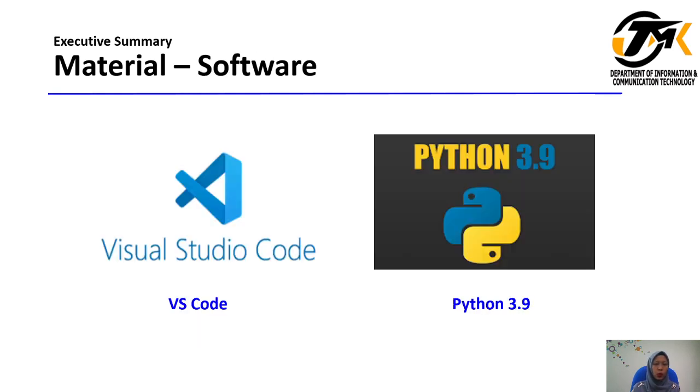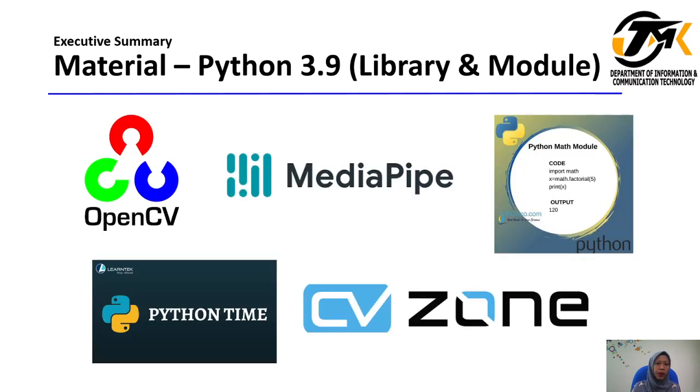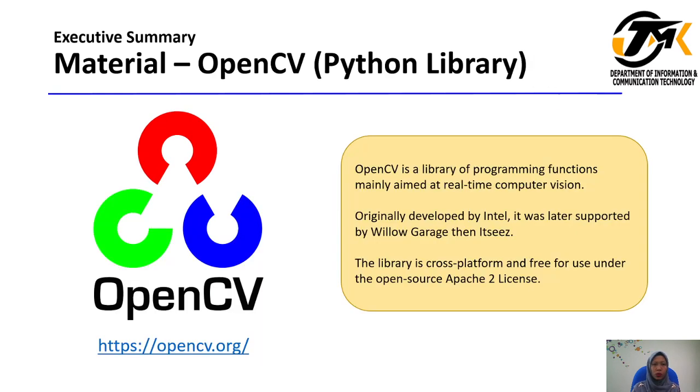For the hardware, I need a laptop and a web camera. For the software, I use Visual Studio Code and Python 3.9, both of which are free. In Python 3.9, I use several libraries and modules such as OpenCV, MediaPipe, the Python Math module, the Python Time module, and also CVZone. CVZone is a Python package developed by CVZone.